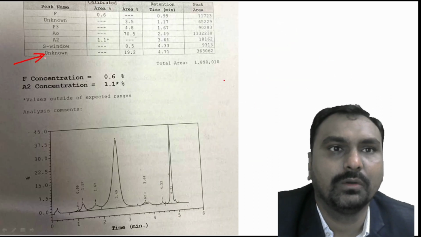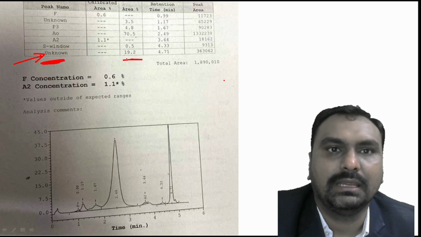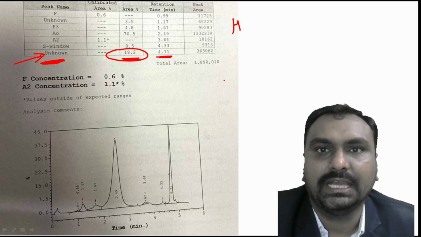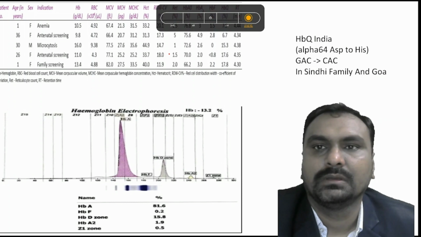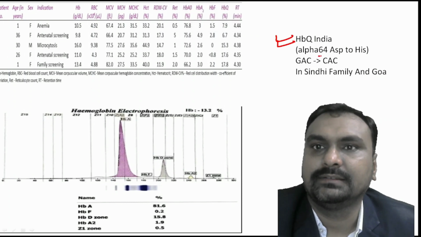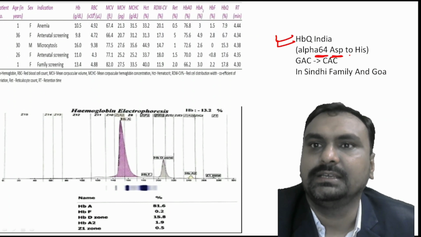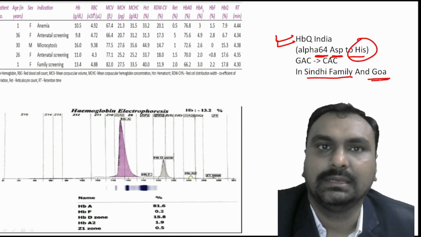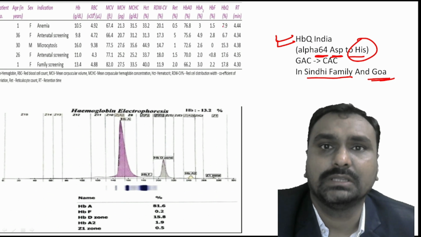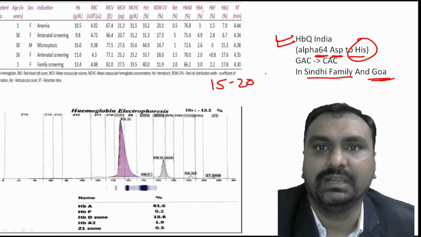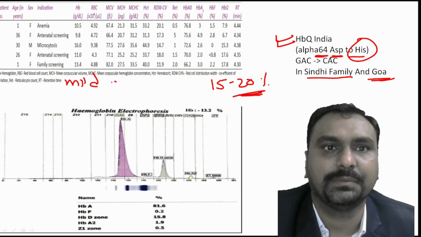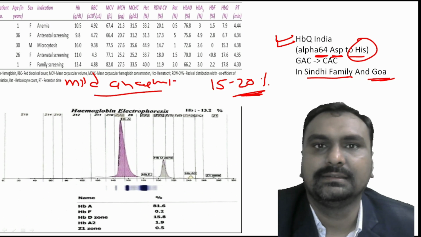Now you can see here there is an unknown peak with area 19.2 and retention time 4.7. So this is HbQ India. In HbQ India, at codon 64, aspartic acid is replaced by histidine. It is mainly seen in the Sindhi family and in Goa. Here the concentration of hemoglobin Q is around 15 to 20%. The patient has a mild anemia. Most of the patients have a mild anemia or are clinically silent.